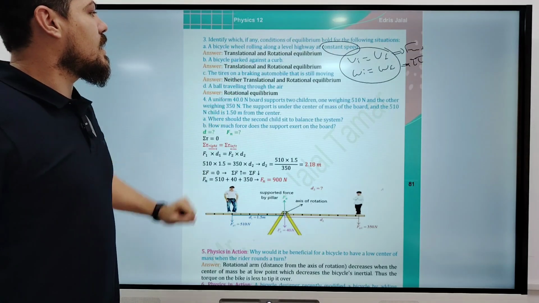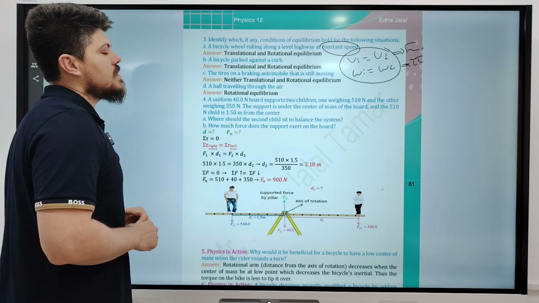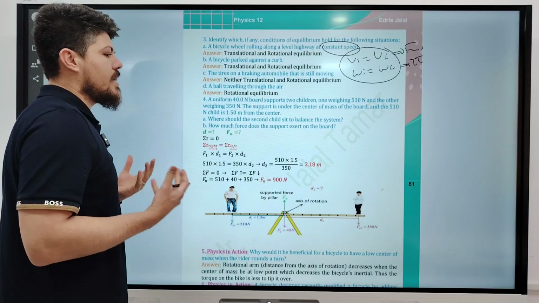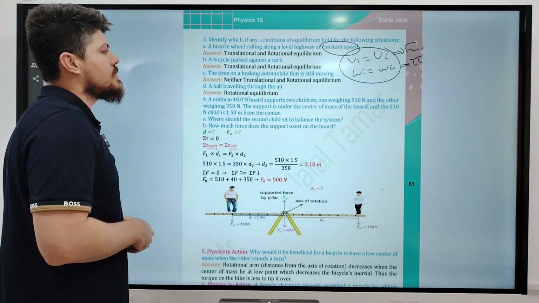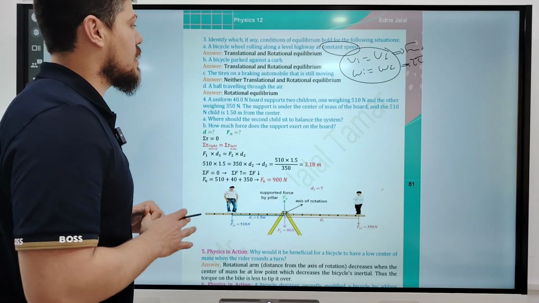A bicycle parked against a curb. When the question says a bicycle parked against a curb, in that case there is no speed, there is no angular speed, there is no velocity, it means that the bicycle also has both translational and rotational equilibrium.